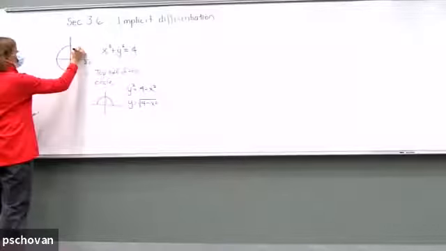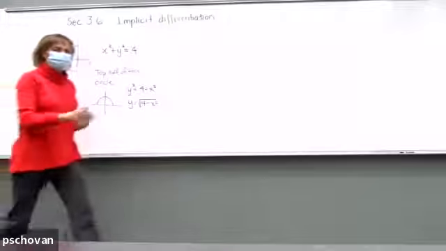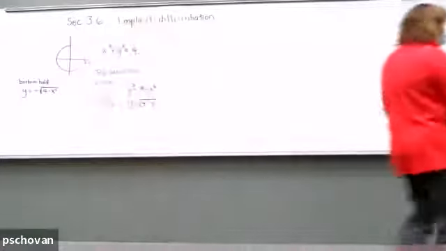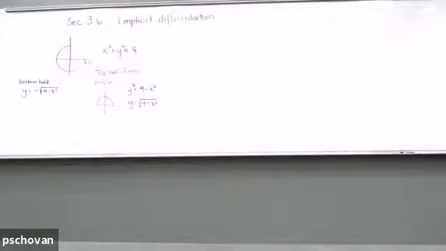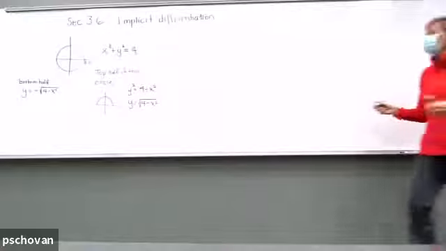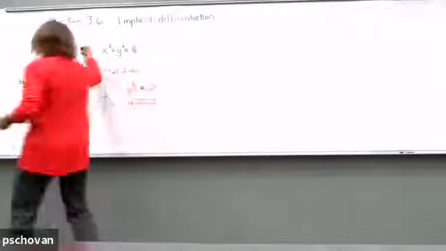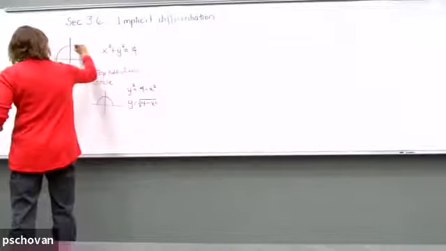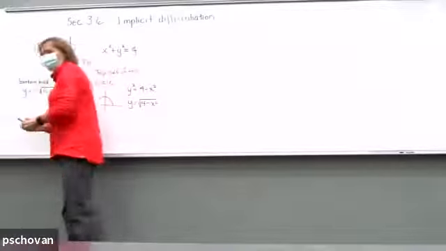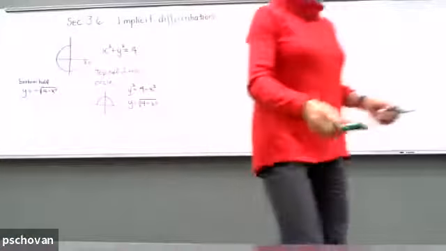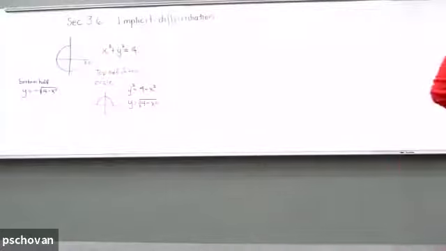let's just go up here and let's find the slope of the tangent line at the point where x is equal to 1. Looks like it should be some sort of negative number.